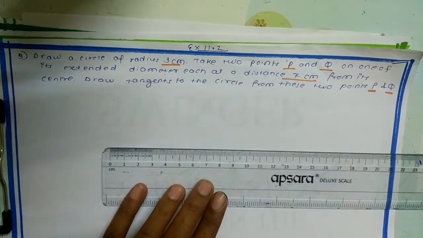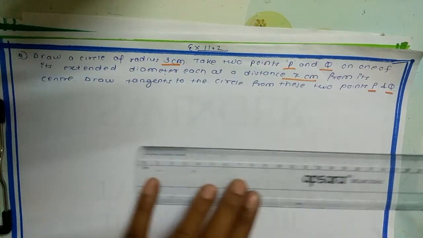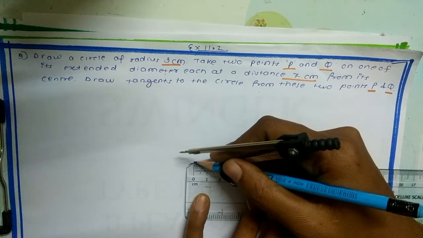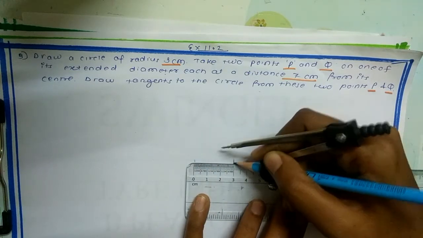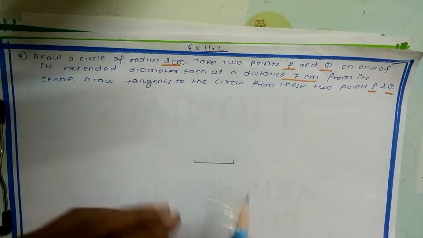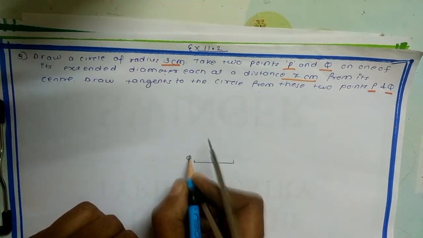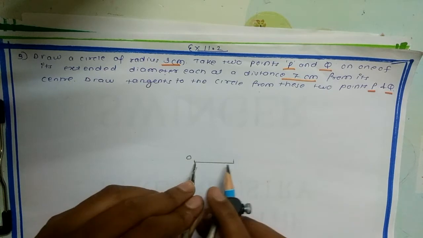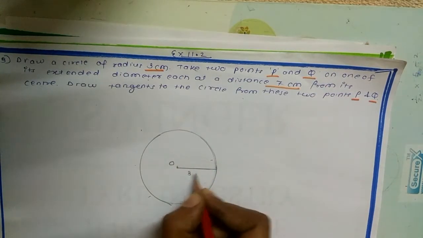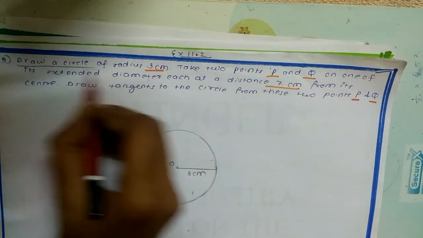So I'll draw the circle at the center. I'll take 3 cm and draw the circle. I'll take O as center and draw the circle. So here we have the circle of 3 cm. So this part is over.